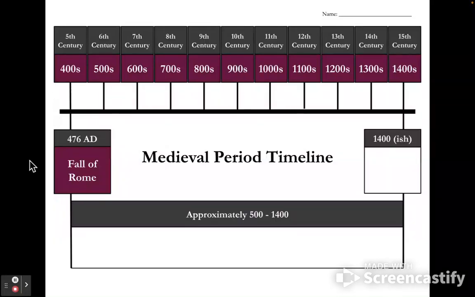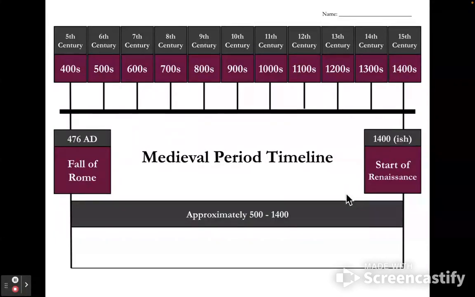The medieval period begins in the 5th century with the fall of Rome, and it takes place over 10 centuries to the year 1400-ish with the start of the Renaissance. When the video pauses, write start of Renaissance on your notes.